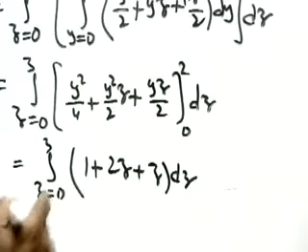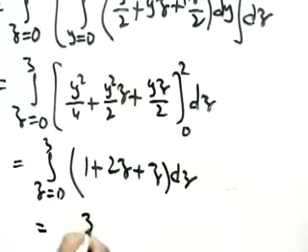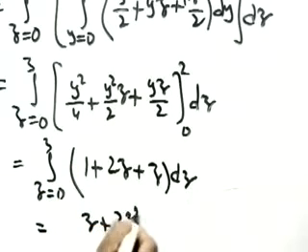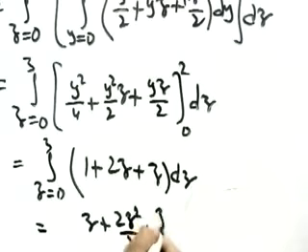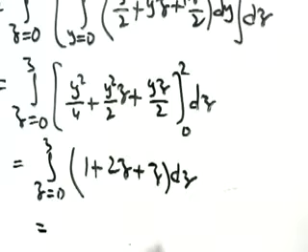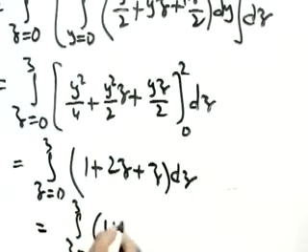Now let me integrate with respect to z. Integration of 1 will be z, 2 into integration of z will be z square by 2. Let me add these: 2z plus z will be 3z. So z equals 0 to 3, it will be (1 + 3z) dz.